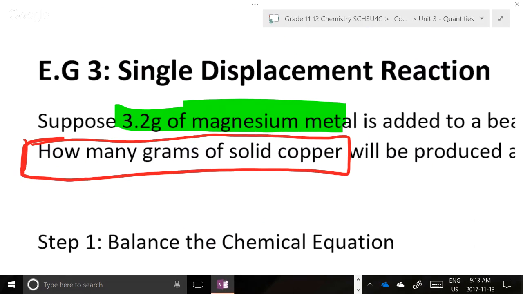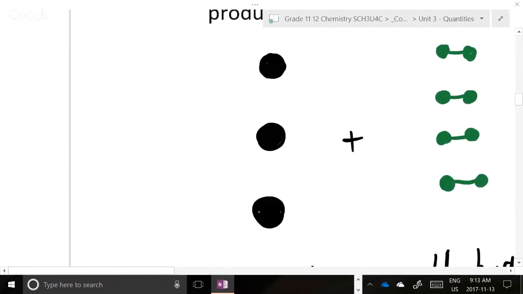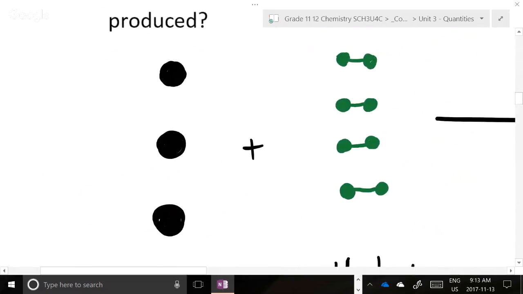Think of it this way. Go back to the previous page. To answer this question, I have to answer it twice. I have to say, how much methane can I make using the carbon? I can make 3. Then I have to look at it again and say, how much methane can I make using the hydrogen? And the answer is 2.